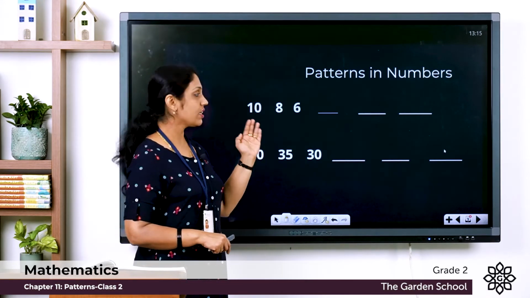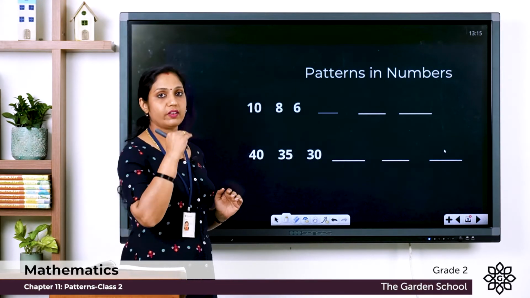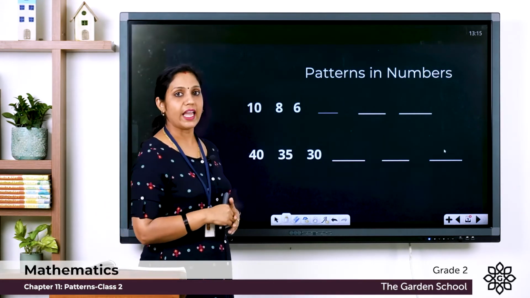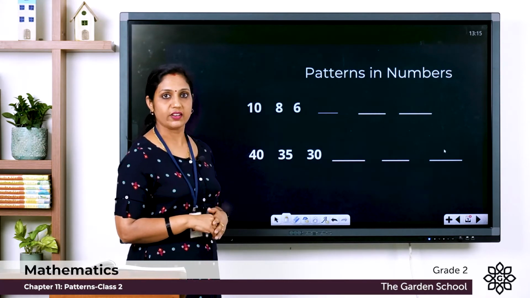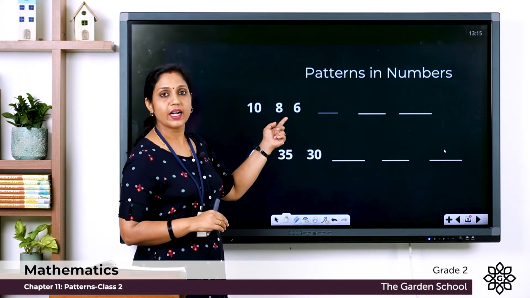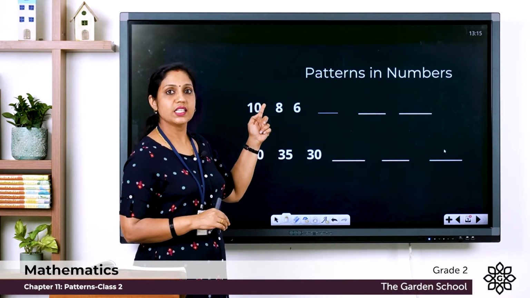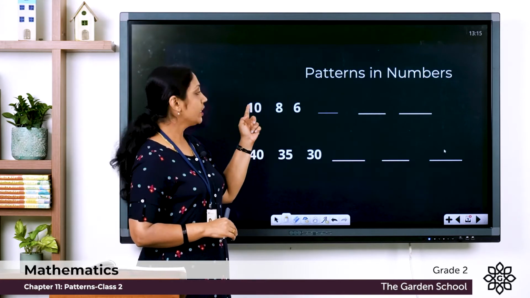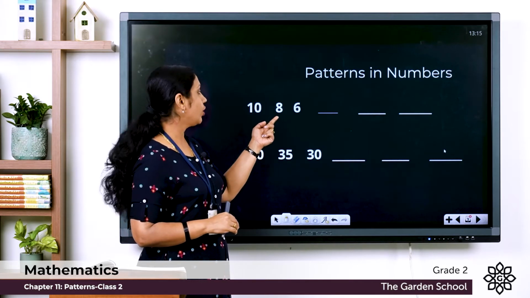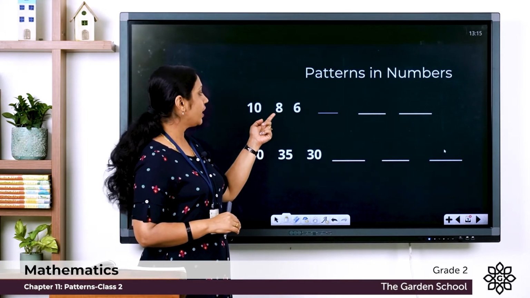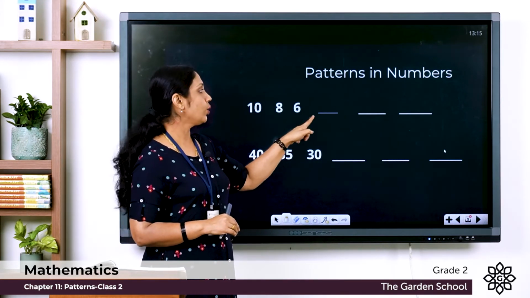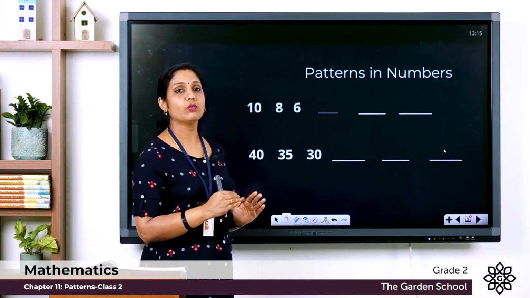Here you can see that these numbers are going backwards. It's not increasing, it's decreasing. So first we have 10 and the next number is 8. So 8 is less than 10, right? So we have to find out how much number when we subtract from 10 we get the number 8. 10 minus 1 is 9. So we didn't get the number 8. 10 minus 2 is 8. So we got the number 8. Now we have to find out if we subtract 2 from 8, are we getting the number 6? So 8 minus 2 is 6. So we can continue this pattern by subtracting the number 2.